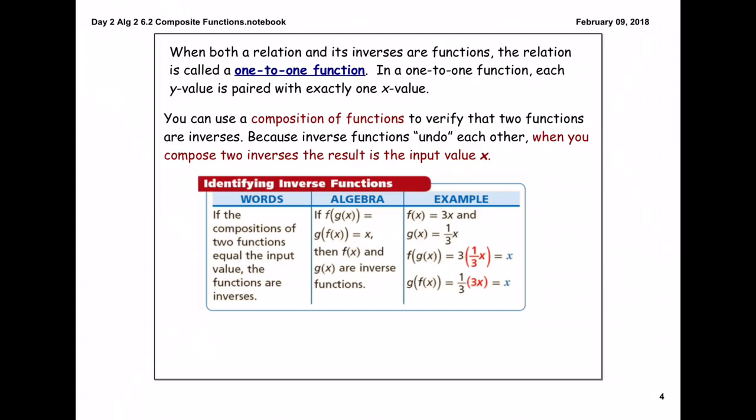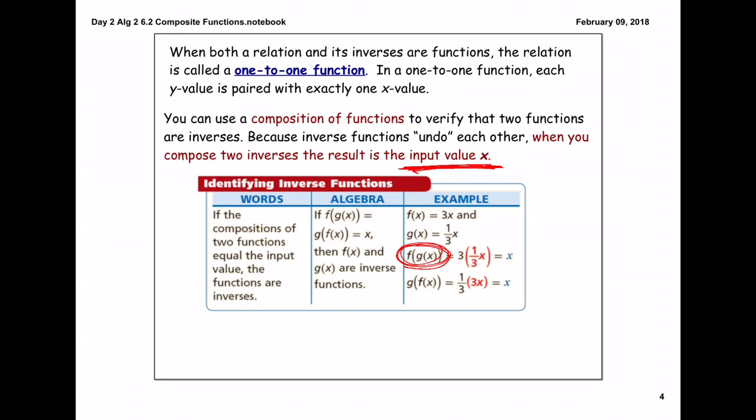When both a relation and its inverse are functions, the relation is called a one-to-one function. In a one-to-one function, each y value is paired with exactly one x value. You can use composition of functions to verify that two functions are inverses. Because inverses undo each other, when you compose two inverses, the result is x. If you get x when you compose your functions, then they are inverses of each other, but you need to do it both ways.